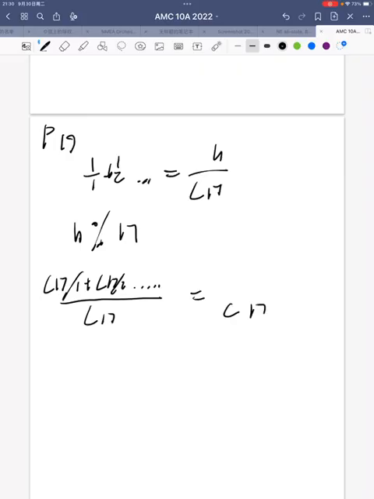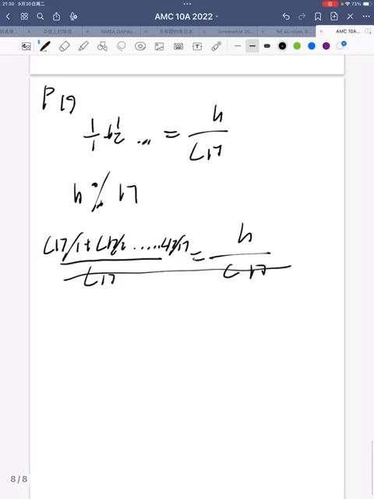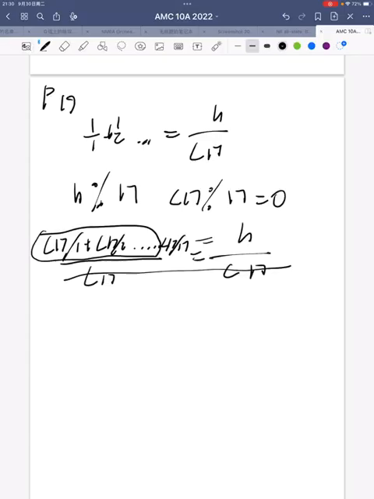and of course at the end, L17 over 17. We can just multiply L17 on both sides, so the bottoms basically cancel out. And then notice that since H is equal to this thing, and we're only trying to find H mod 17, all of these first terms don't matter at all, because L17 is a multiple of 17 for sure. So a multiple of 17 mod 17, of course, is going to be 0.